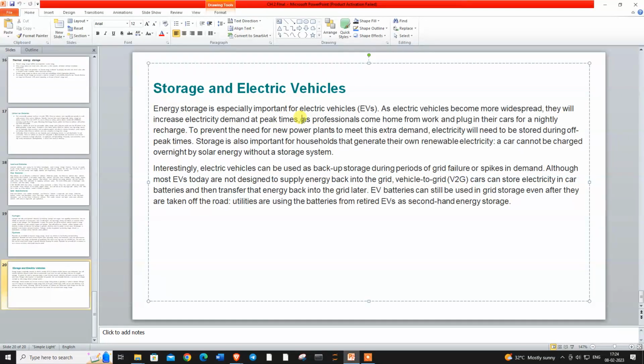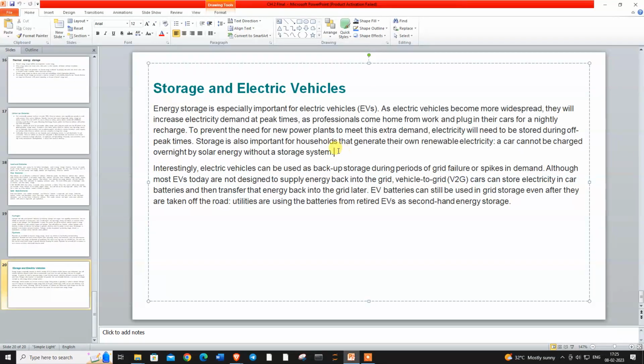There is an example they have given, as professionals come home from work and plug in their cars for a nightly recharge, at that time it can increase the demand at peak times. So now, to prevent the need for power plants to meet this extra demand of charging of electric vehicles, electricity will need to be stored during off peak times. Storage is also important for households that generate their own renewable electricity. A car cannot be charged overnight by solar energy without a storage system.